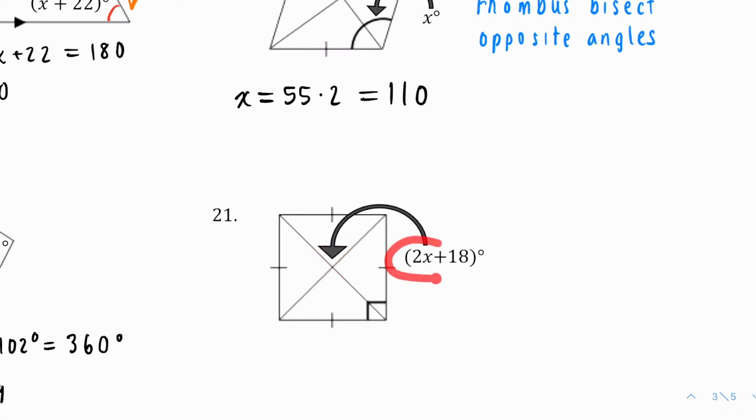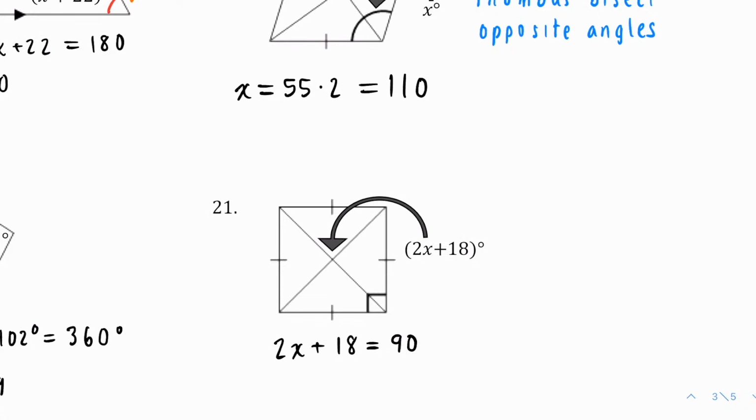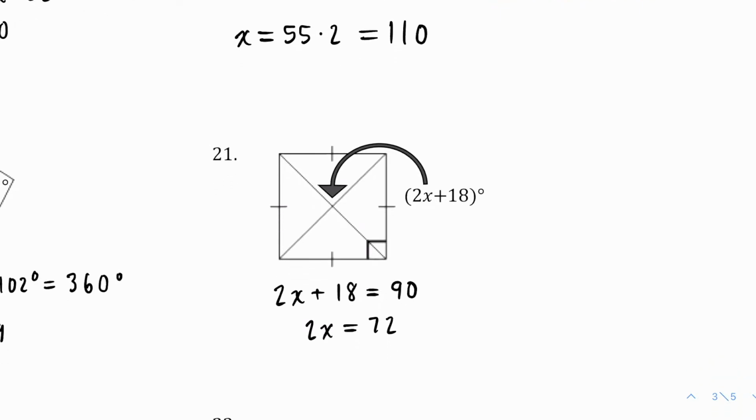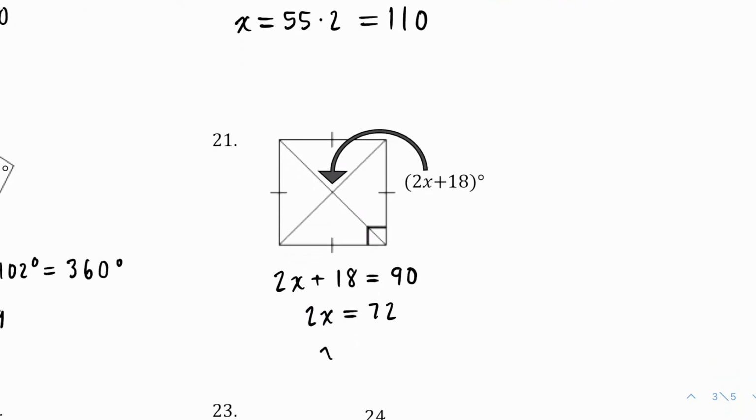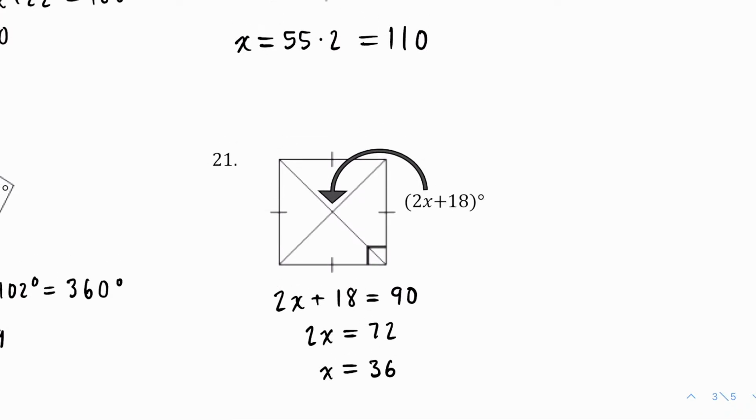So this 2x plus 18, notice it's got a degree sign on it. That means it's talking about an angle. It's talking about a right angle. So all we have to do is 2x plus 18 equals 90. Subtract 18 from both sides, 2x is 72. Divide both sides by 2, and x equals 36.